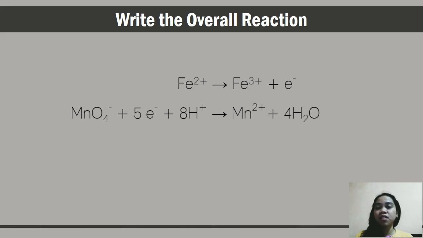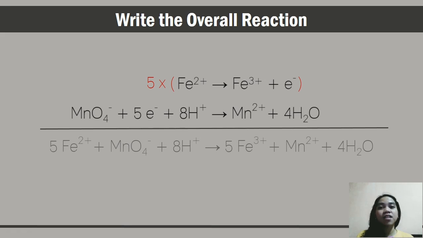As you can see here, the electrons gained and the electrons lost are unbalanced. So we need to multiply the oxidation reaction by 5 for us to get this overall reaction. So this is the balanced overall reaction. We will use this in our dimensional analysis.